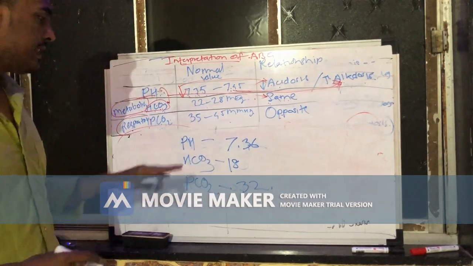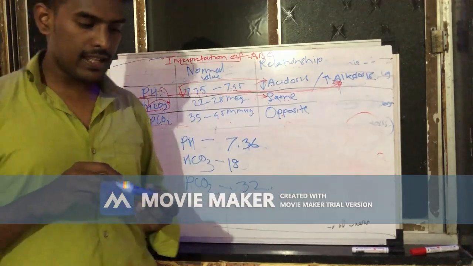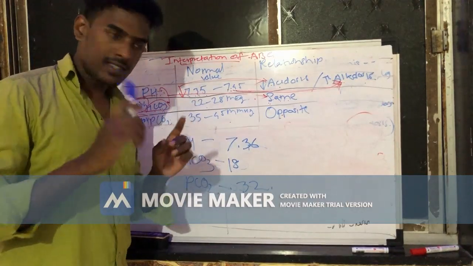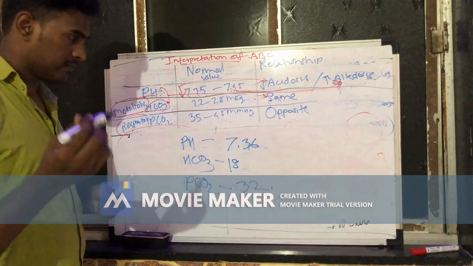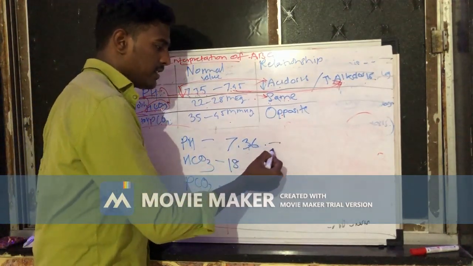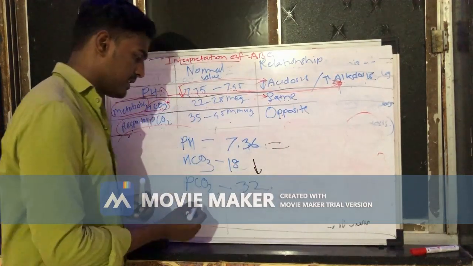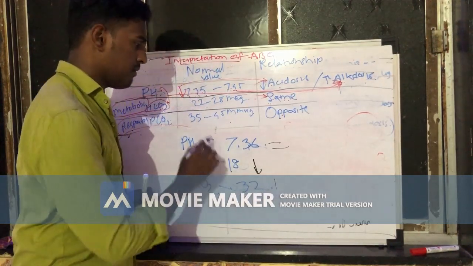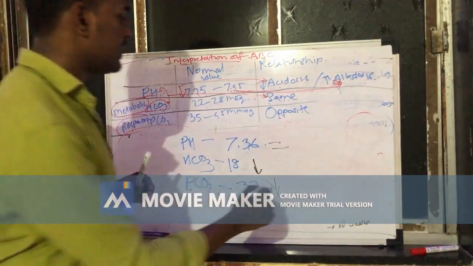My last example: pH 7.36, HCO3 18, PCO2 32. Who is going to answer this? Okay, we'll see who is going to answer this. So what is the pH? 7.36. It is in the normal range. What is the HCO3? 18, decreased. PCO2? 32, decreased. Okay, now tell me, what is the answer of this equation?